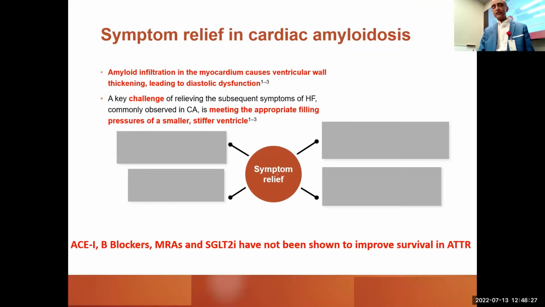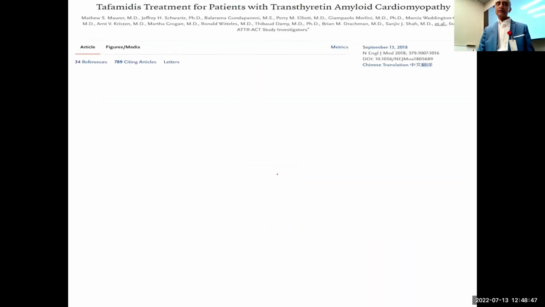And none of the traditional therapies like ACE inhibitors, beta blockers, SGLT2 inhibitors that we use in heart failure, none of them have been shown to improve survival in ATTR amyloid, because you're not getting to the base cause of what the problem is, right? You're getting to the symptoms, but you're not treating the underlying cause that's leading to their heart failure. The game changer were newer therapies. So the first that got approved in Canada was tafamidis.